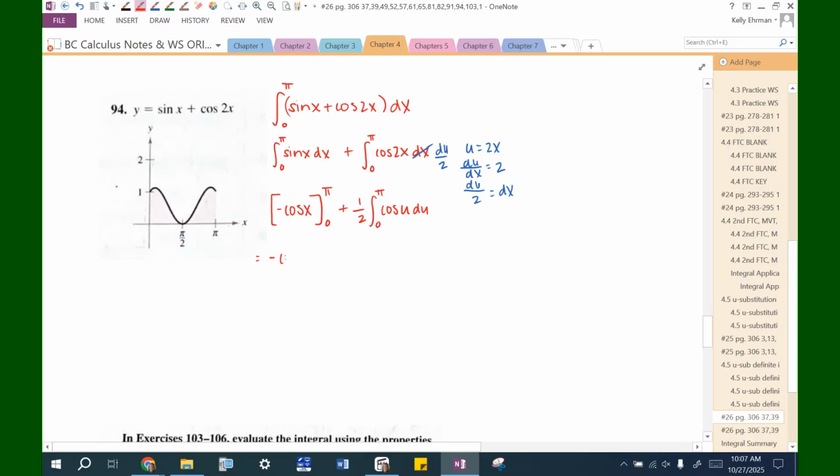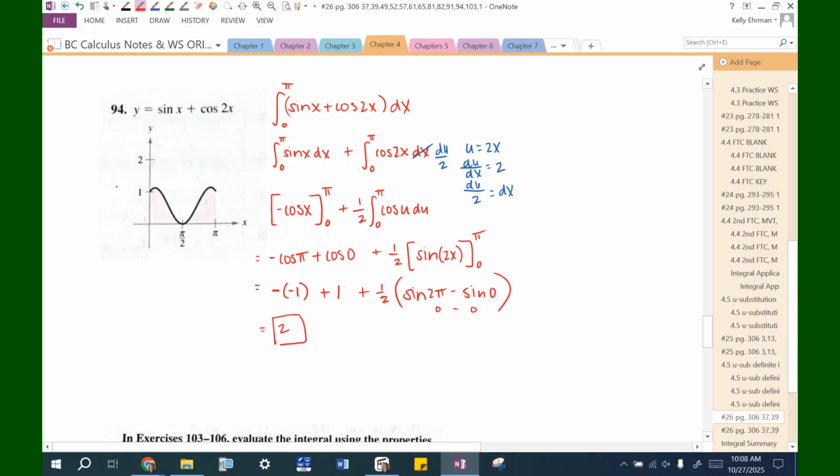Now let's see, this is negative cosine of pi minus negative, so plus cosine of 0, plus 1/2. The integral of cosine is sine, and instead of u, I'm going to put my 2x back in. This is negative times negative 1 plus 1 plus 1/2 sine of 2 pi minus sine of 0. Sine of 2 pi, the y-coordinate on the unit circle at 2 pi, is 0, minus sine of 0. 1/2 times 0 is 0. Positive 1 plus positive 1 is 2.